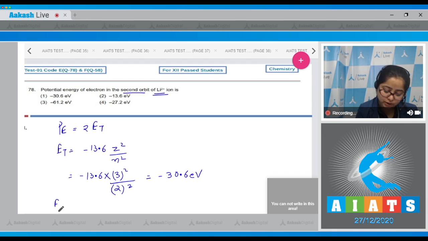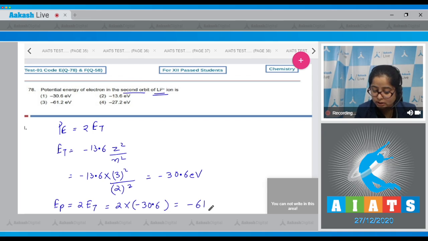Now let's calculate potential energy, which is equal to 2 into total energy. That means 2 into minus 30.6 electron volt, which is equal to minus 61.2 electron volt. That means the correct answer is option number 3.